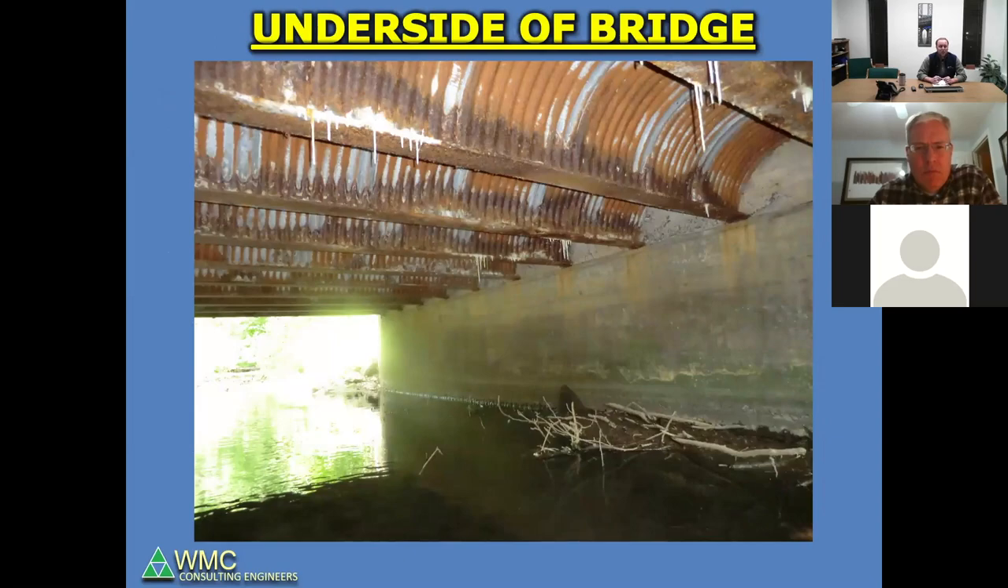This is the underside of the bridge. As I mentioned, it's a steel beam bridge that uses corrugated metal piping between the steel beams for the formwork of the deck slab. If you take a look, you can see the white icicles, that's efflorescence leaching down from the bridge.